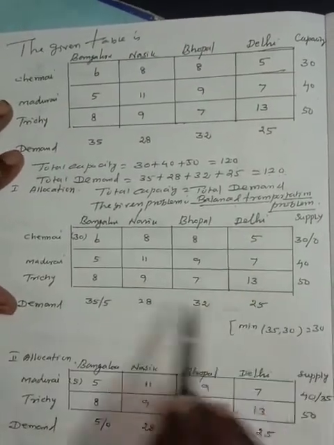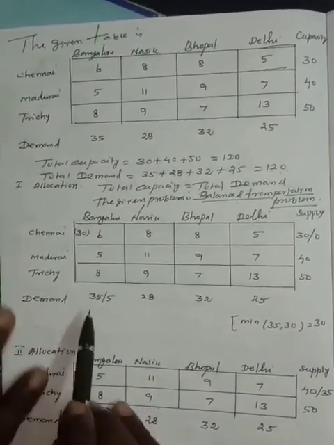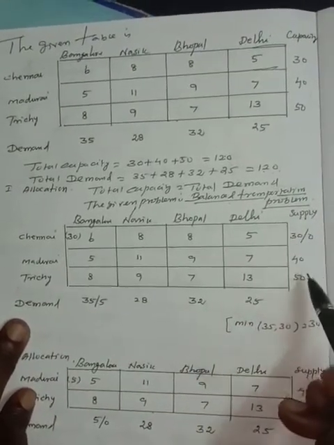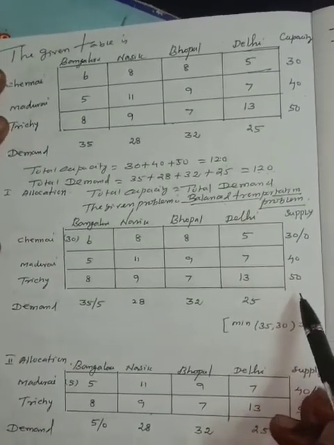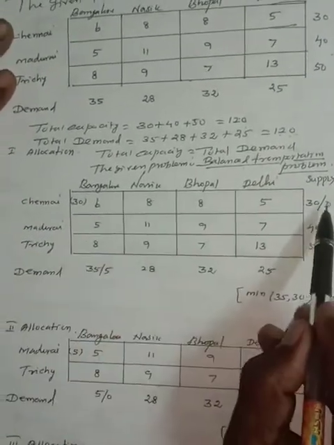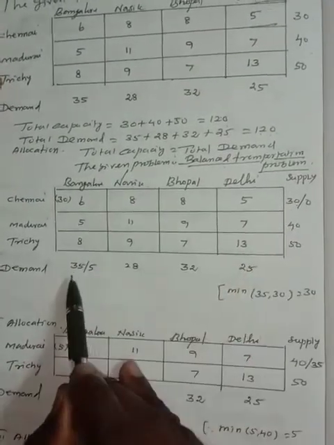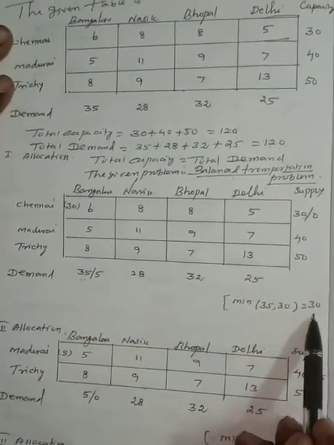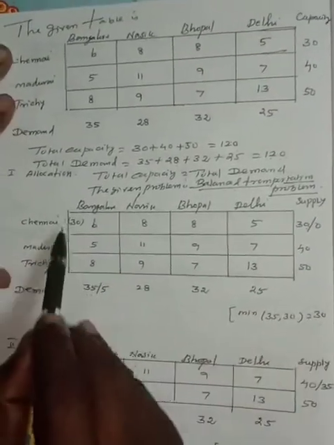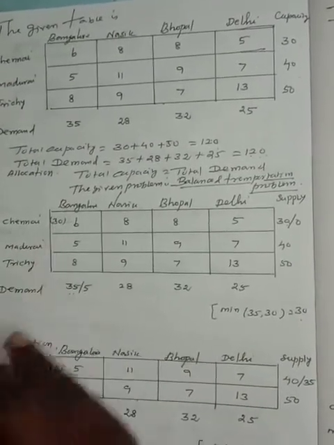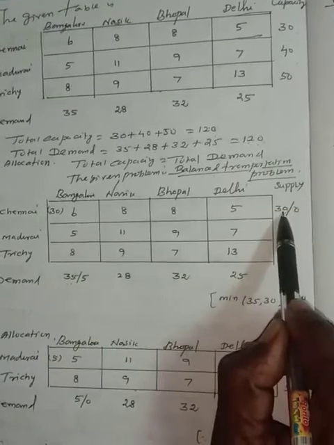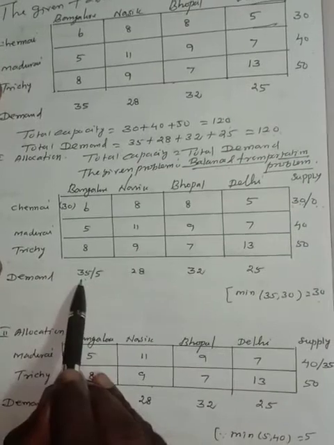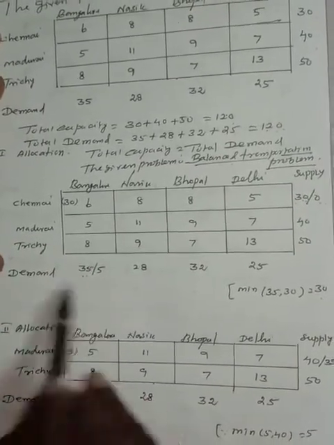The given table is now demand 35, 28, 32, 25. Supply 30, 40, 50. Okay. Take first row 30, first column demand 35. Minimum of 30 and 35 gives 30. So you have to put 30 in the first box. Now 30 minus 30 is 0. So 30 bar 0. 35 minus 30 is 5. So 35 bar 5.